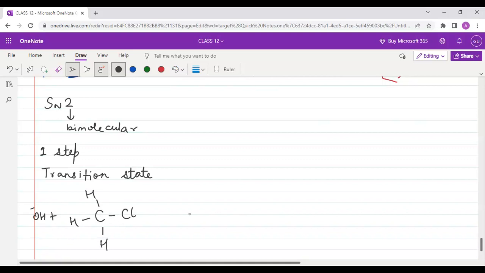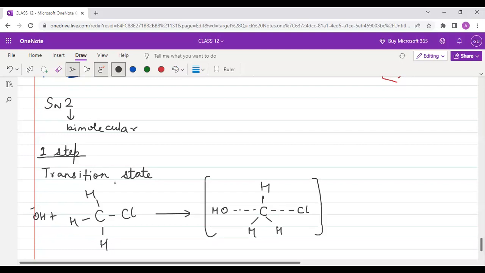In this, bond breaking and bond formation take place simultaneously. That means in a single step, both processes go on. So we can write that the bond between C and Cl has started breaking and the bond between carbon and OH has started forming. We show it with dotted lines because bond formation and bond breaking are going on simultaneously. Then we represent the 3 hydrogen atoms. Can you see that in this state the carbon atom is bonded to 5 groups? This is your transition state, which has higher energy and is unstable, and it will decompose to form our product.